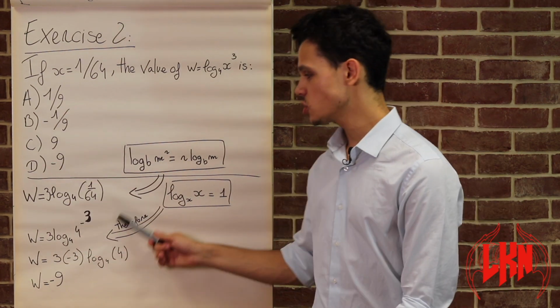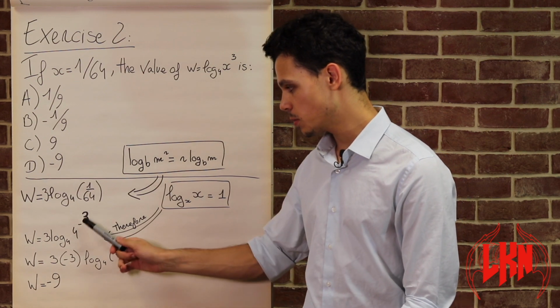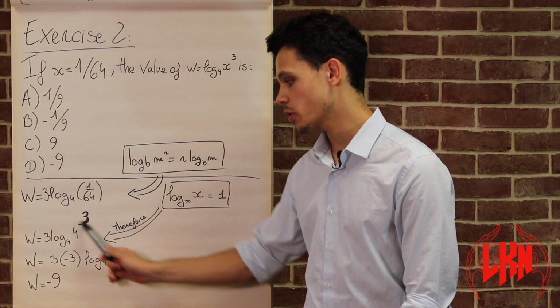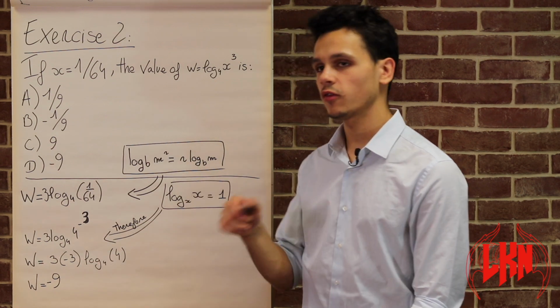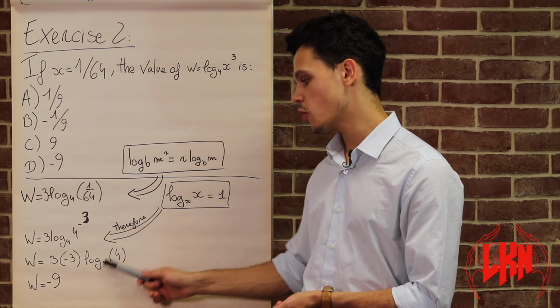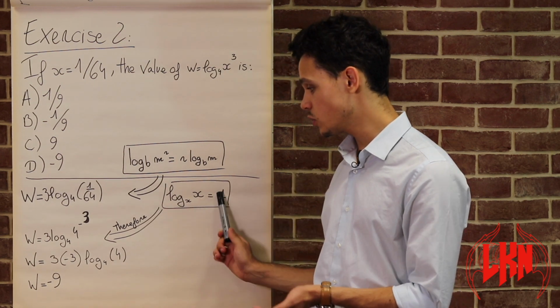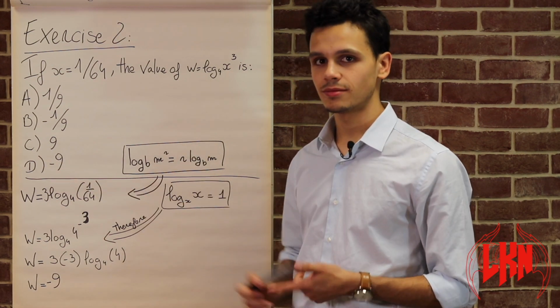Once we have this expression, we're going to reuse the formula up there to put the minus 3 in front of our expression, which is going to give us 3 times minus 3 times log 4 of 4, and that is actually equal to minus 9, because log 4 of 4, just like here, is equal to 1. And there we have it. The answer is actually D.